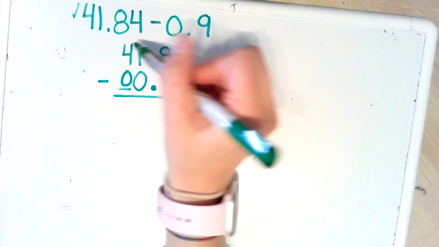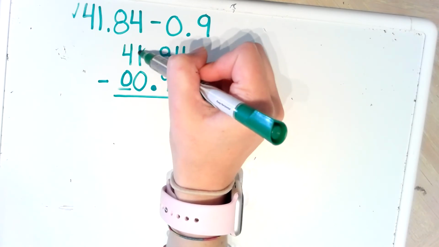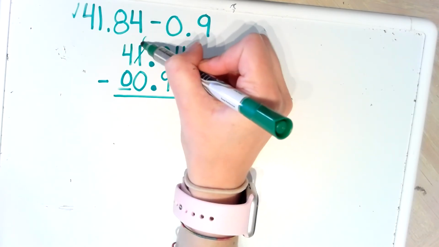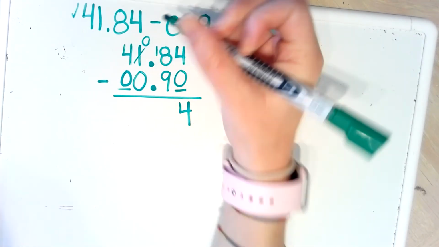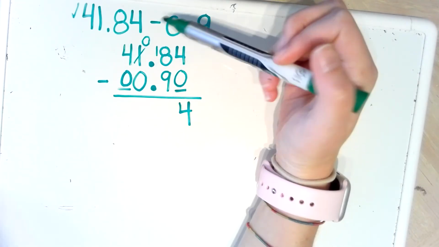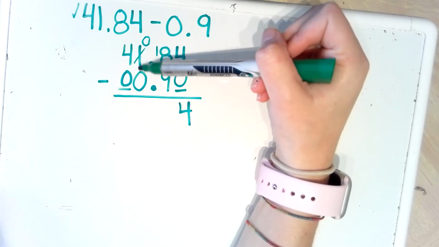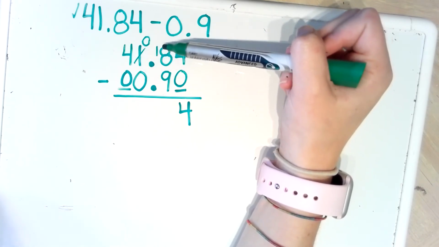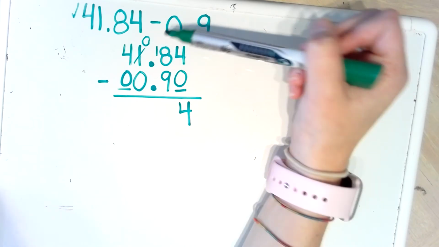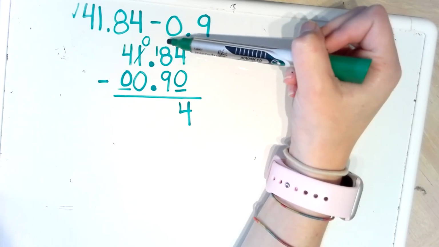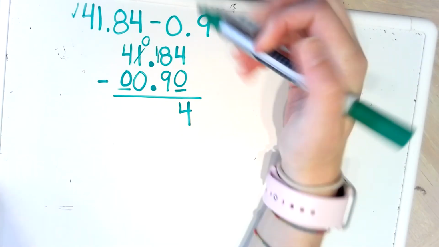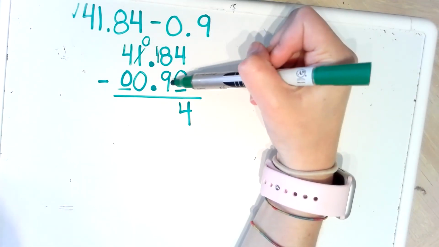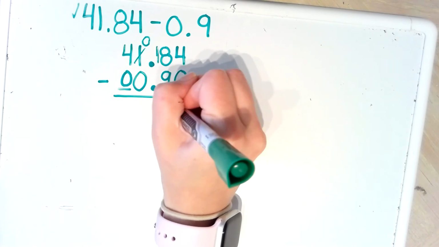So I need to go over to the next place value and decompose. So this would become 0, and this would become 18. I decomposed the 1 and added another 10 tenths so that I would have enough here to subtract. So now I have 18. 18 take away 9 is 9.